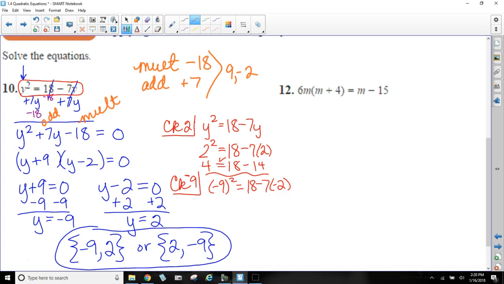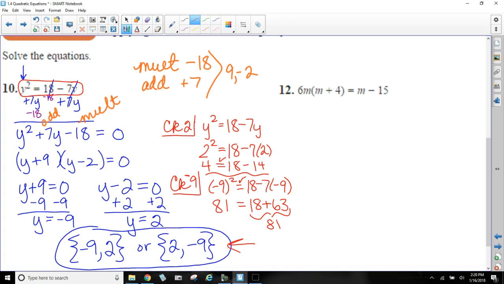I don't know where I got a negative 2. I'm not checking negative 2, I'm checking negative 9. That was crazy. So negative 9 squared is a positive 81. Here I have 18, and negative 7 times negative 9 is positive 63. And 18 plus 63 does give me 81, so the solution of negative 9 checks as well. We know we have the correct solution set.